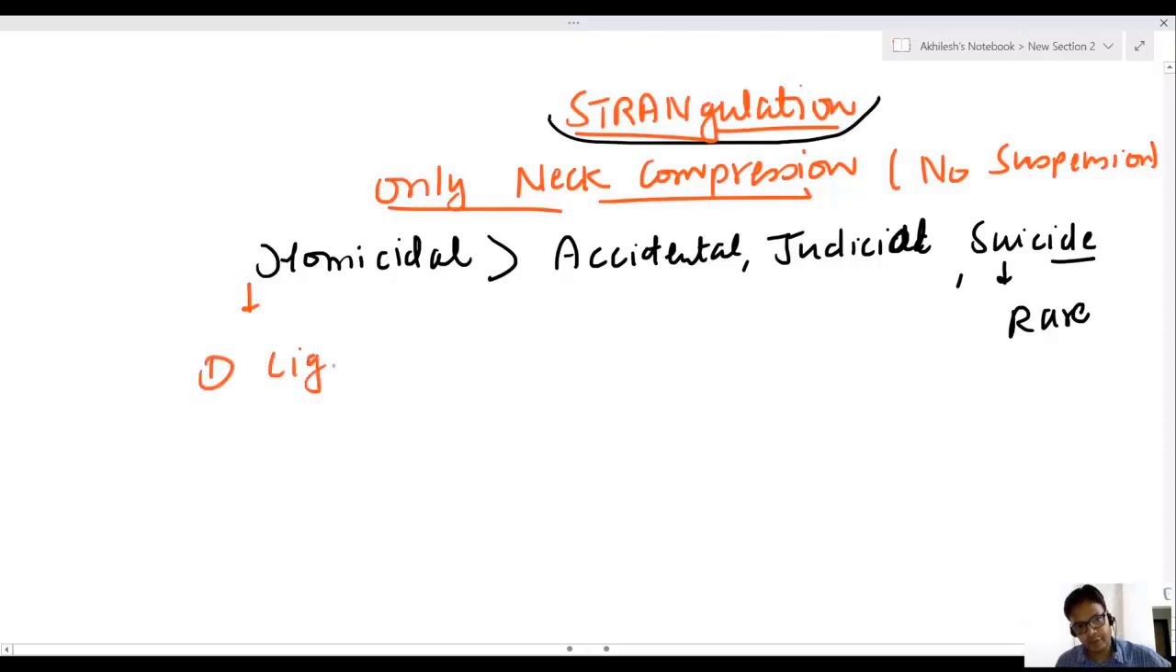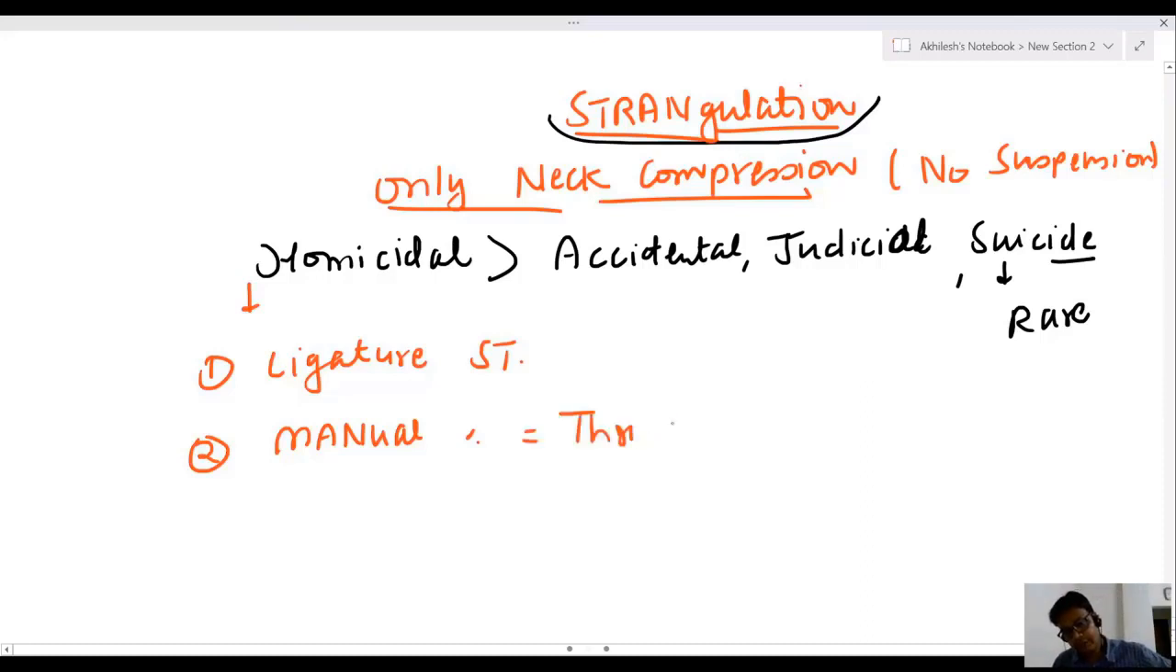Number one, ligature strangulation. Wherever I write down ST, that will be strangulation. By ligature, you are compressing the neck. Second, manual strangulation. Manual means this. Manual strangulation, this method is known as throttling.